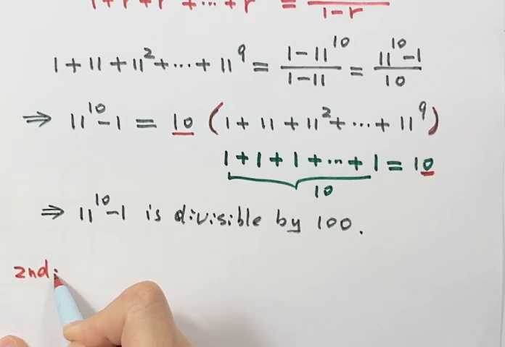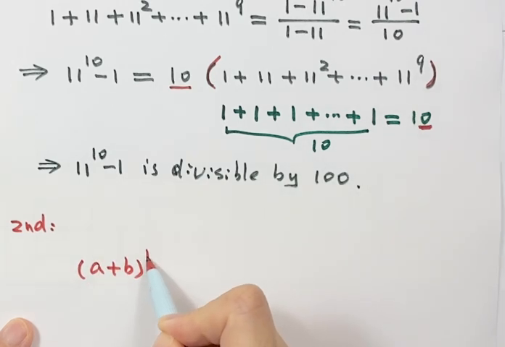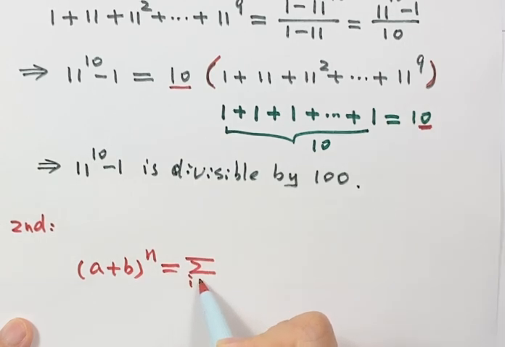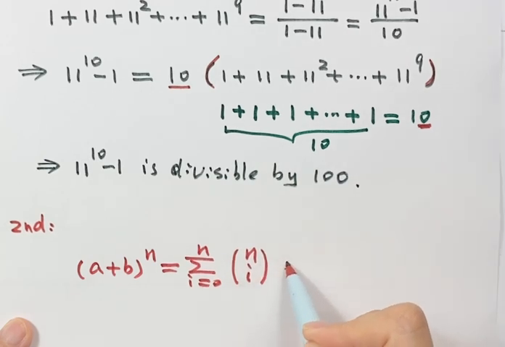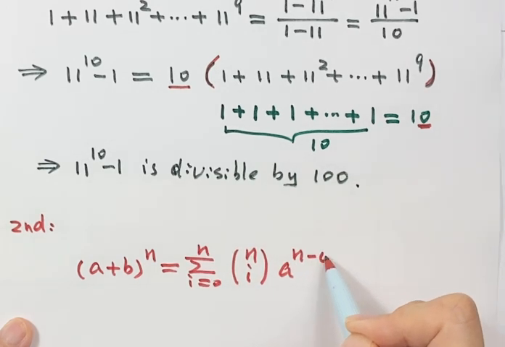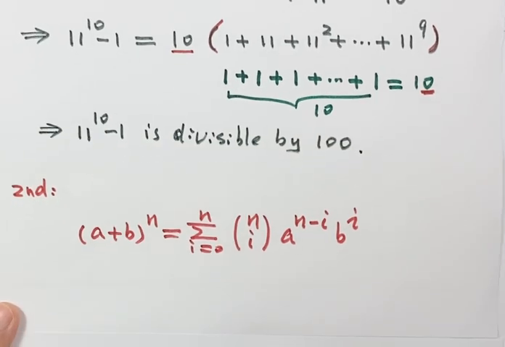For the second method, we're going to use the binomial formula. The formula is a plus b to the power n, equals the sum for i from 0 to n of n choose i, times a to the power n minus i, times b to the power i. Okay, so we're going to apply this formula to our question.